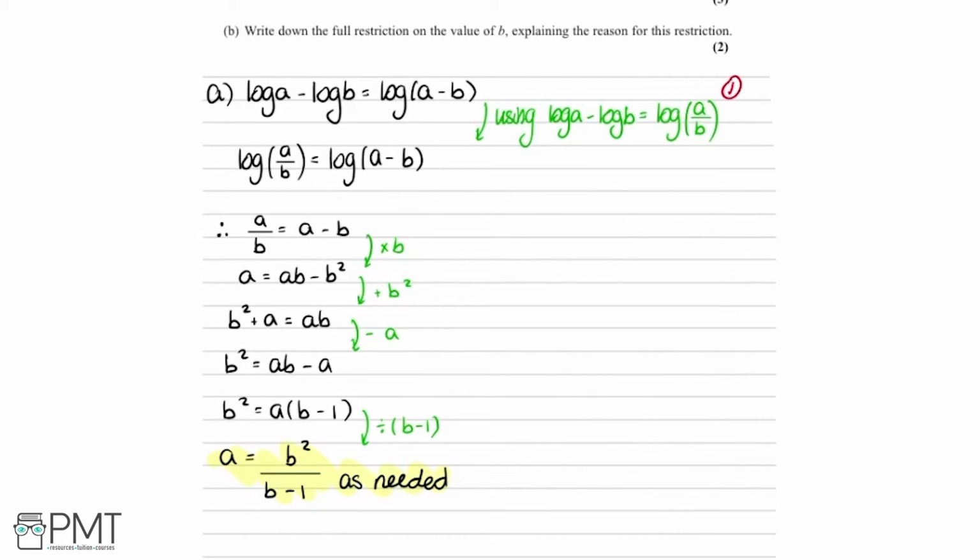We get the first mark up here, for stating that log A minus log B is log of A over B, and using that fact. We get another mark here for this bit of working, going from this down to having B squared equals and all the A's on one side. And then we get the final mark for this working here, factorising out the A and then dividing by the B minus 1, getting A equals B squared over B minus 1.